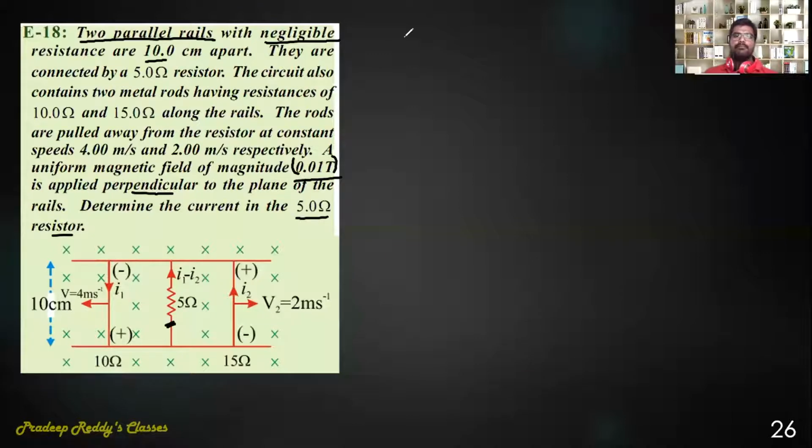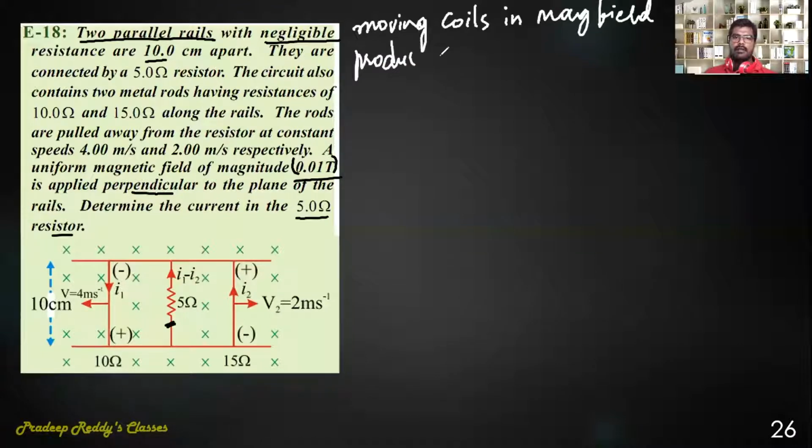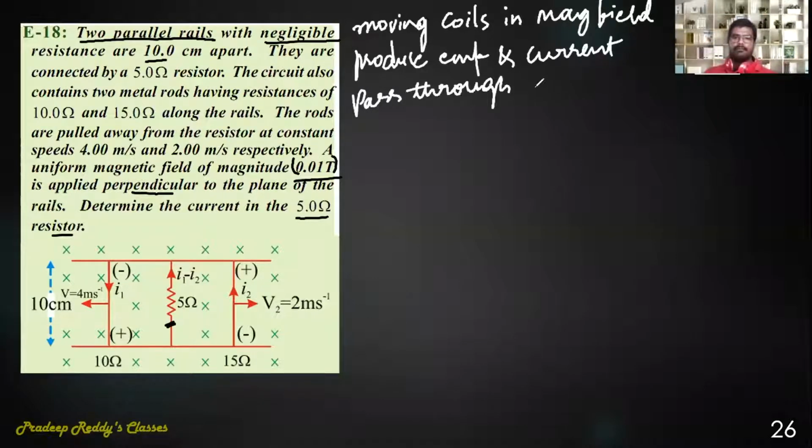And these two conductors also have some resistance. So what would happen now? Moving conductors in a magnetic field produce EMF and current passes through them. So I can just replace these two wires with batteries now. I'll simply redraw the circuit like this.